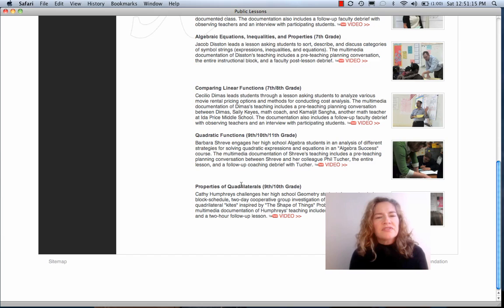Barbara Shreve's setting is called Algebra Success, and I'll talk a little bit more about what that class means and how it supports mathematics understanding in other classes. Also, Kathy Humphreys has a very different structure because she's teaching in a block instruction, and the same lesson plays out over 2 different days. So there's actually 4 hours of instruction in Humphreys' classroom. We'll begin by looking at Barbara Shreve's.